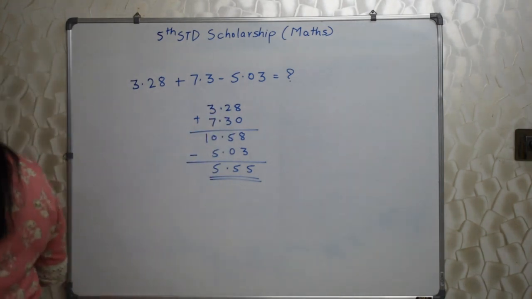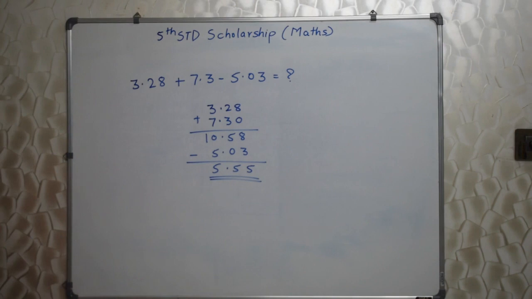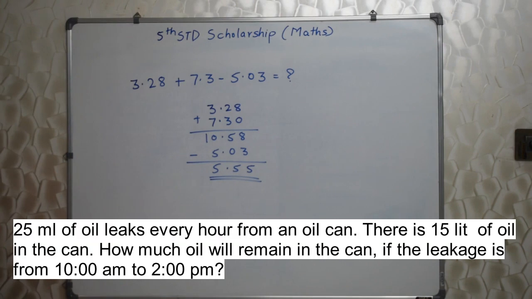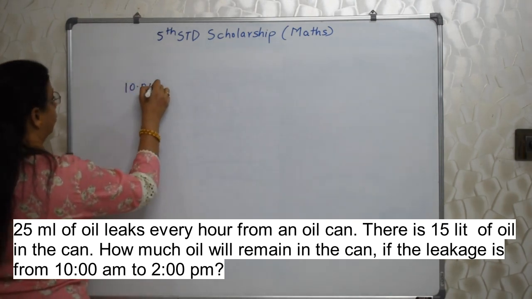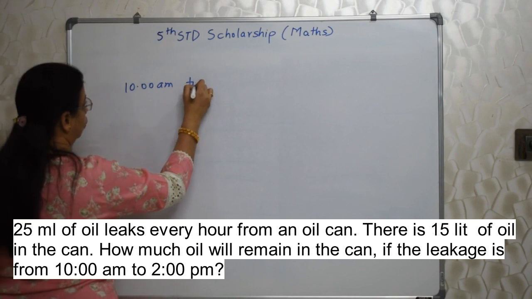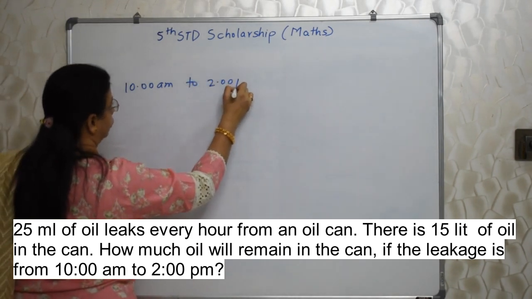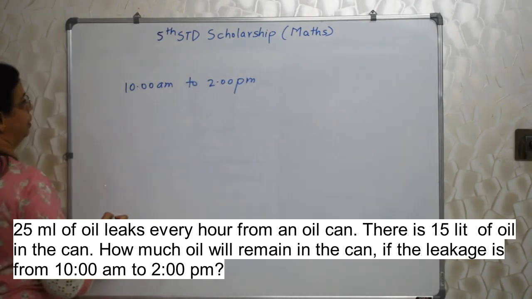Okay, let's go ahead. Next sum will appear on your screen. 25 ml of oil leaks every hour from an oil can. There is 15 liters of oil in the can. How much oil will remain in the can if the leakage is from 10 am to 2 pm? So much wastage of oil, isn't it? From 10 am to 2 pm. Oh my god, so much oil wastage.